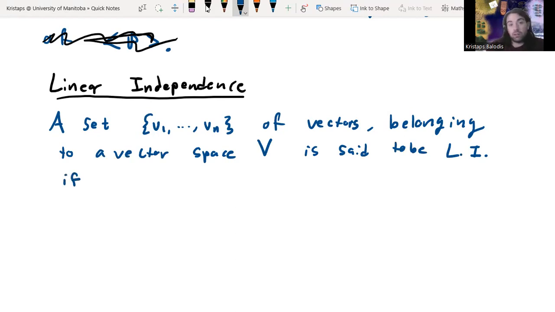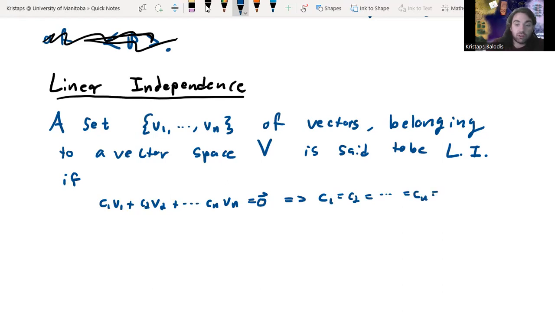and now the condition is: if c1 v1 plus c2 v2 plus ... up to cn vn equals the zero vector, implies that each of these coefficients is equal to zero.